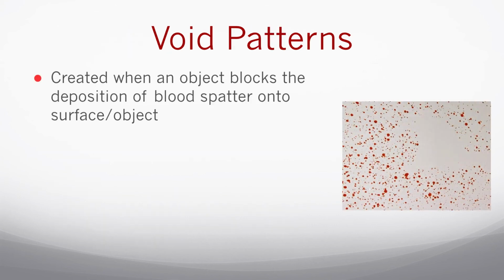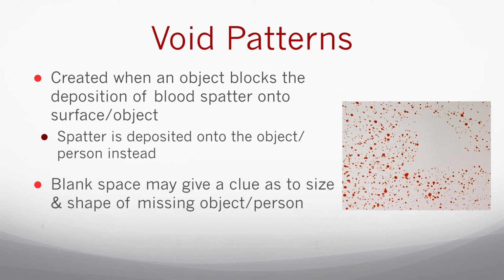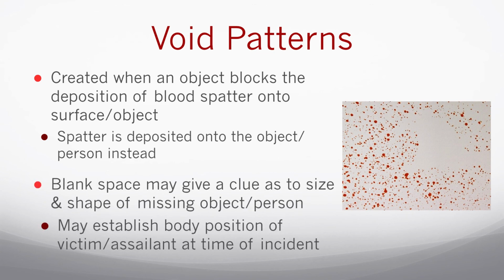And then void patterns are created when an object blocks the deposition of blood spatter onto a surface or an object. The spatter is deposited onto the object or the person instead of the background. And so a blank space can give a clue as to the size or the shape of the missing object or person and can establish body position of the victim or the assailant at the time of the incident. This ends lecture 11-4.